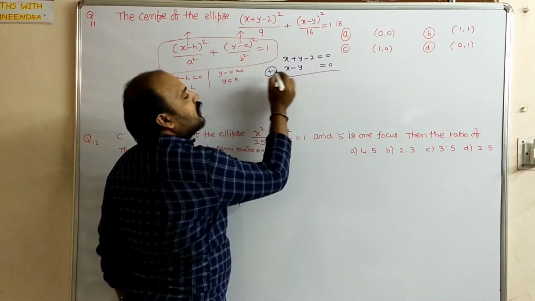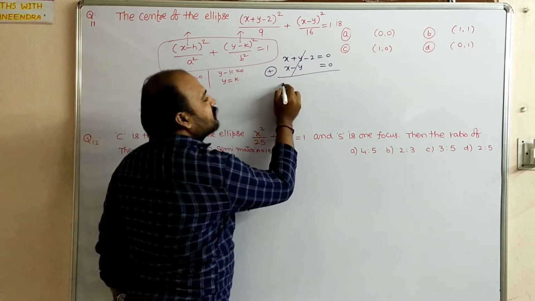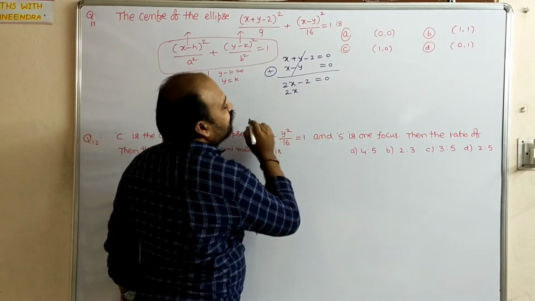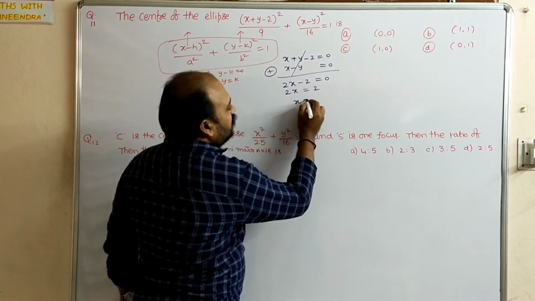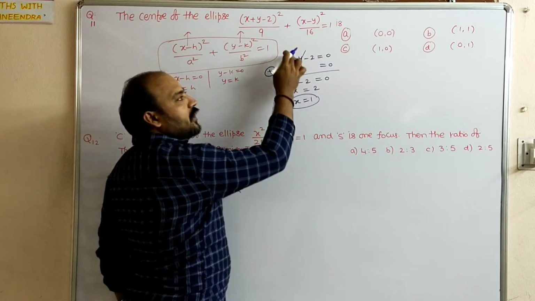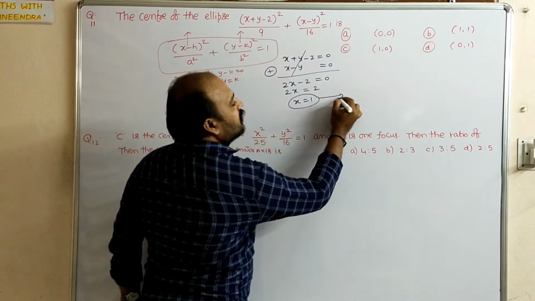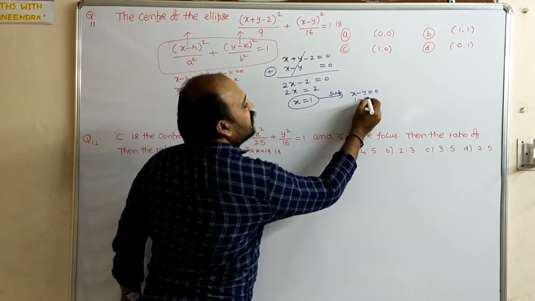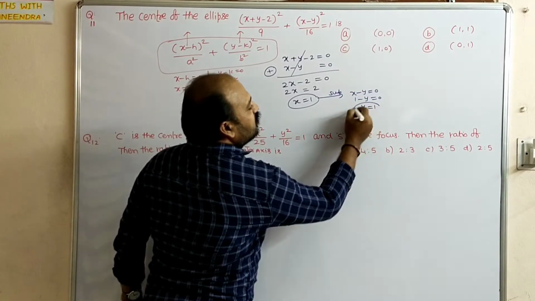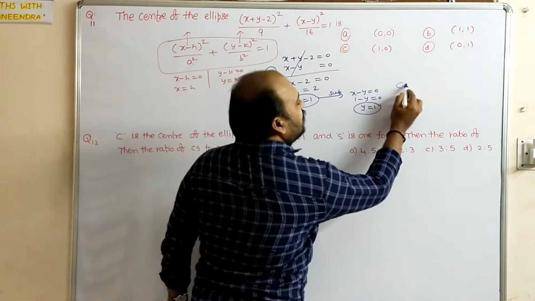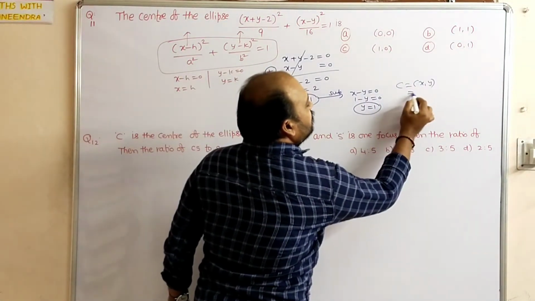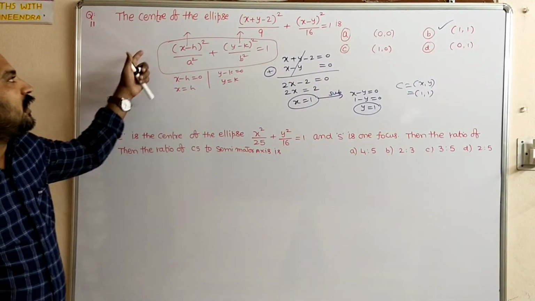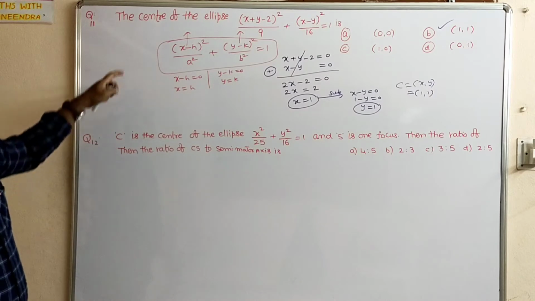Here I am adding both the equations, +y and -y get cancelled, x + x, 2x - 2 = 0. So 2x = 2, x = 1. x = 1, substitute in either equation. Substitute in x - y = 0. So 1 - y = 0, so y = 1. Therefore, center C = (x, y) = (1, 1), which is there in the second option. This is the way you have to calculate the center of an ellipse.